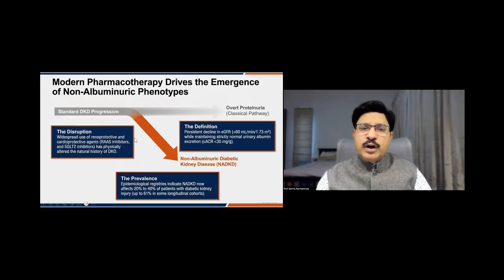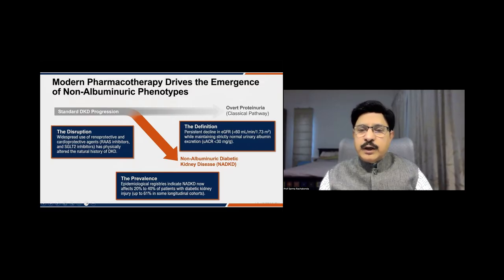Standard DKD progression: modern pharmacotherapy drives the emergence of non-albuminuric phenotypes. This is called NADKD, non-albuminuric, non-proteinuric DKD, NPDKD. Widespread use of renoprotective, cardioprotective medicines, RAS inhibitors, SGLT inhibitors has altered the natural history of DKD. What happened? Standard DKD went over to proteinuria, the classical pathway. Now what are we doing? We are giving SGLT inhibitors, we are giving RAS inhibitors, so much so that the standard line is deviated into non-albuminuric diabetic kidney disease.